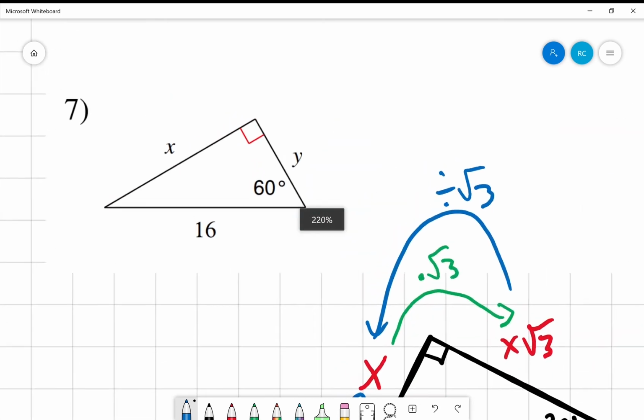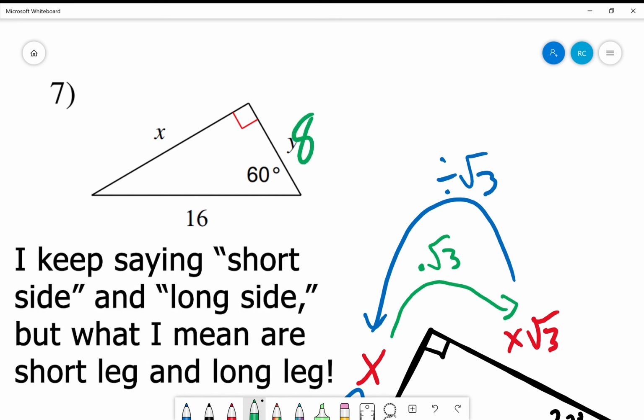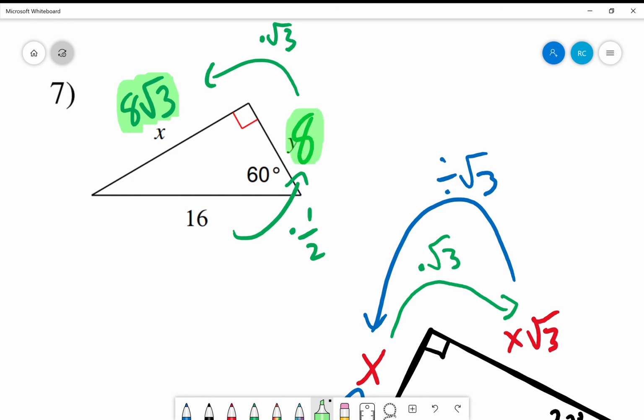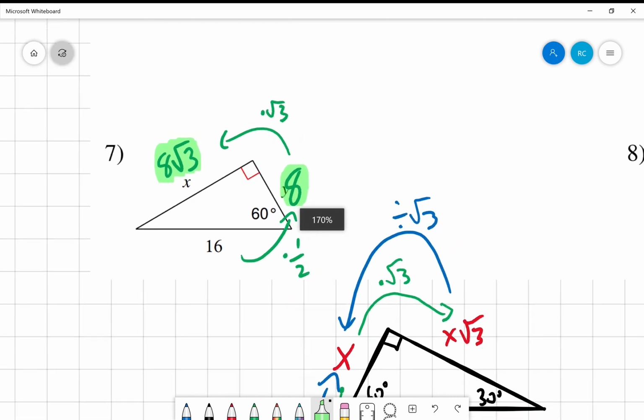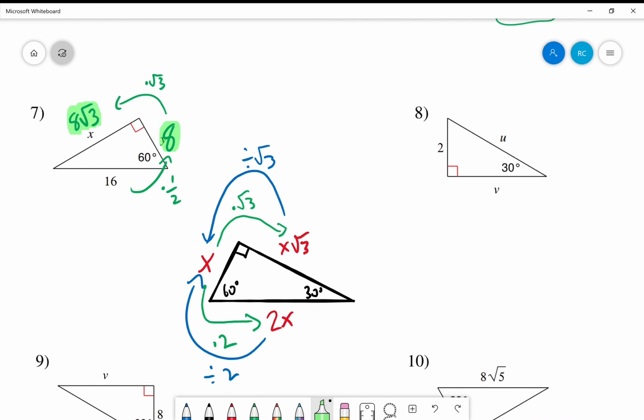Over here on number 7, we see that we have the hypotenuse. Well, we know that the short side is half the hypotenuse, so y is 8. And we know that the long side is the short side times the square root of 3, so this is 8 times the square root of 3. We're done. This is why we sort of encourage students to memorize or at least take notes on these special triangles, because once you get the proportions down, and once you get the hang of moving back and forth between these sides, it gets really quick.